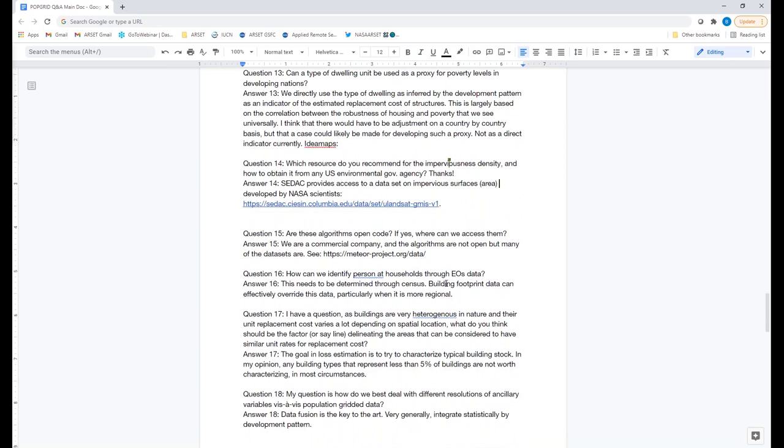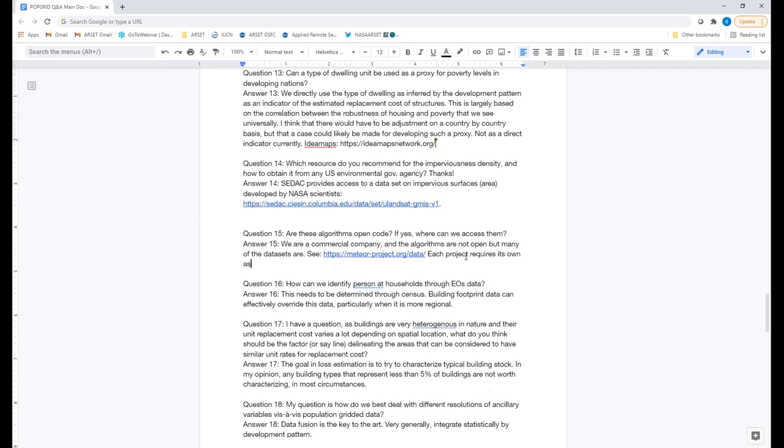11.3.1. Question 15, are these algorithms open code? If yes, where can we access them? And I'll post this URL in the chat. Yeah, we are a commercial company, so we don't publish our algorithms. That said, it's really more of an art than a science. Each project really requires its own assessment of the area that you're developing, at the scale of what's changed. Things change quite quickly in terms of data availability and so on. We also try to make it very clear what we do and how we do it. We're very transparent in that regard with the metadata so that people can update or augment the data for their own purposes. I would recommend anybody who's interested to check out the Meteor project, where we've got 47 countries worth of this data to download and play with.